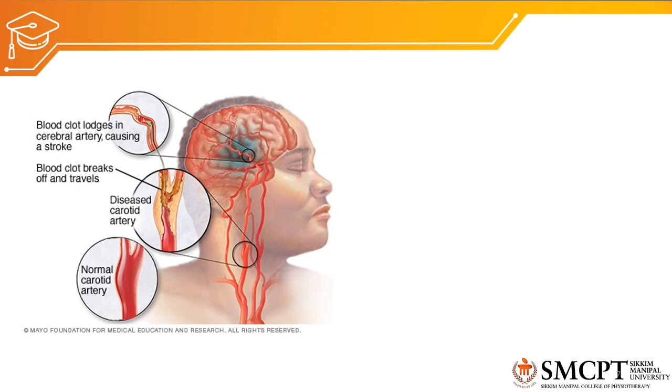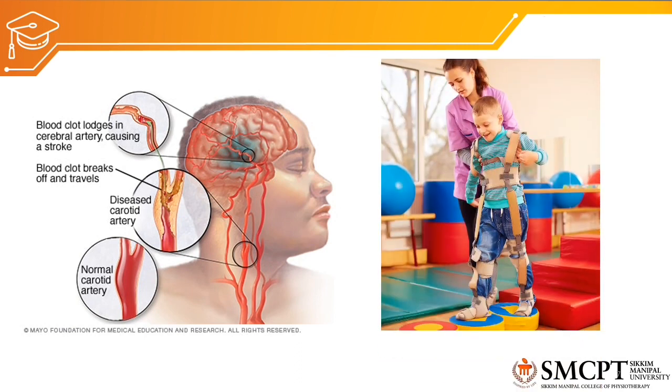Sometimes if one side of the brain, that is one hemisphere, is injured, then half of the body would go for weakness. That is also called hemiplegia. So this is one of the common conditions that we have to rehabilitate as a physical therapist. Next condition is cerebral palsy, most commonly seen in children.